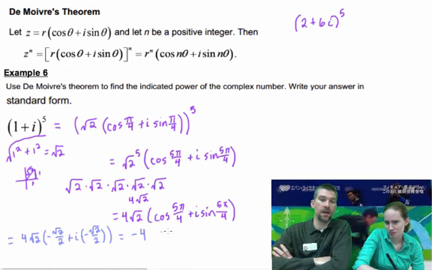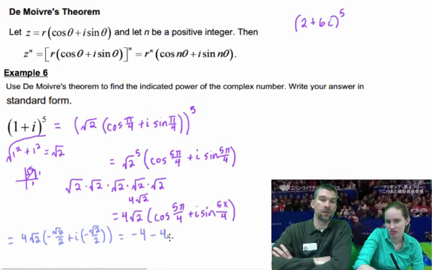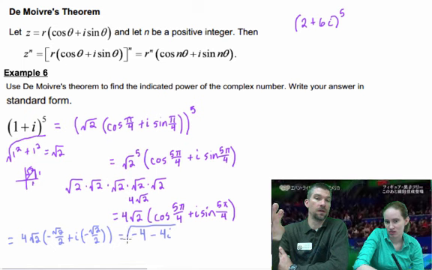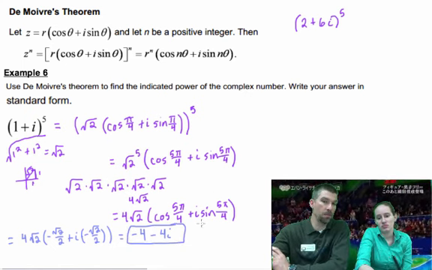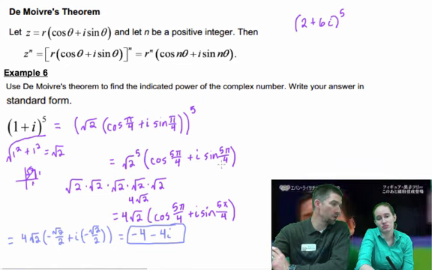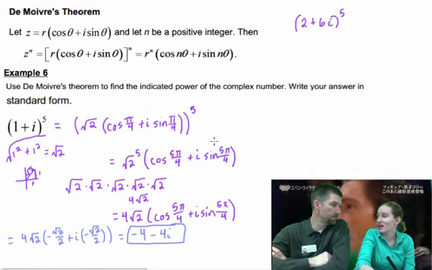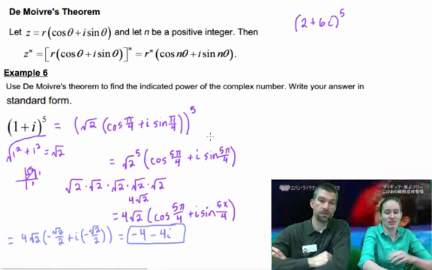Minus 4i. Yeah. So look, we could have done 1 plus i all the way out 5 times, or, bam, switcheroo, bam, done. That's what it is.